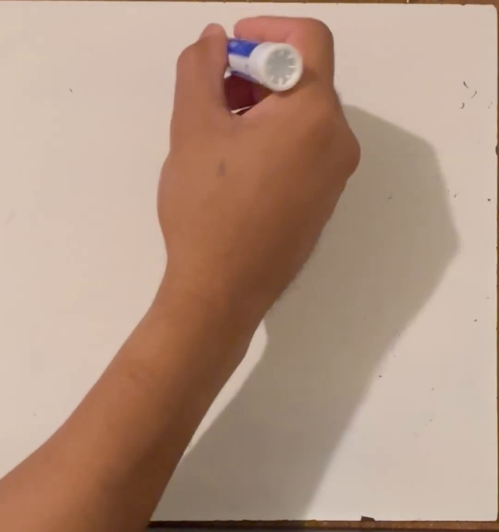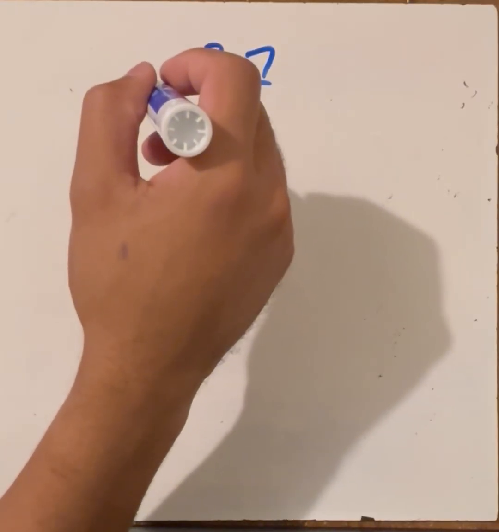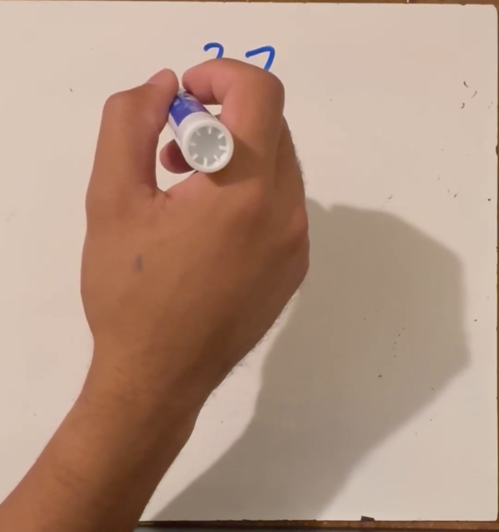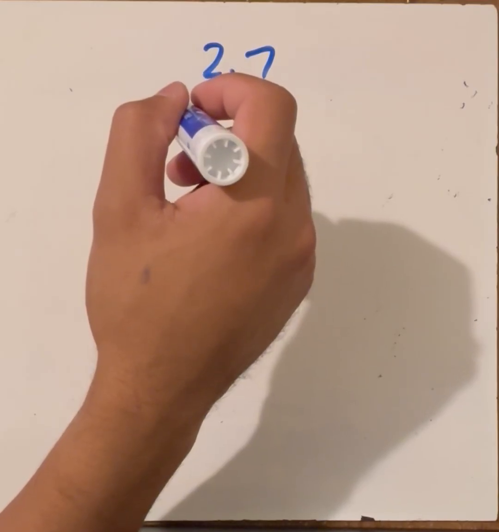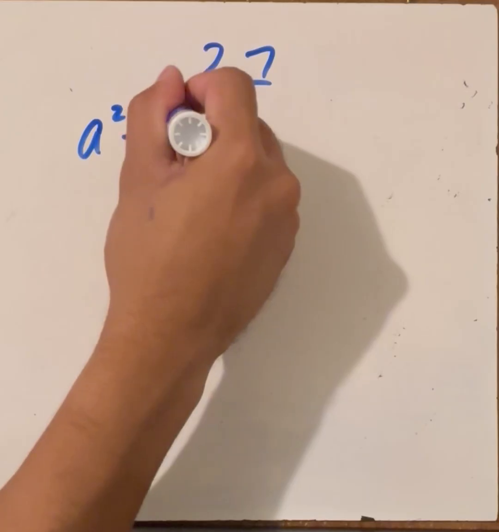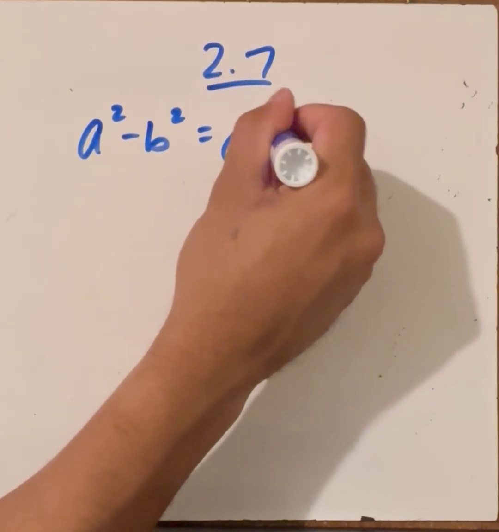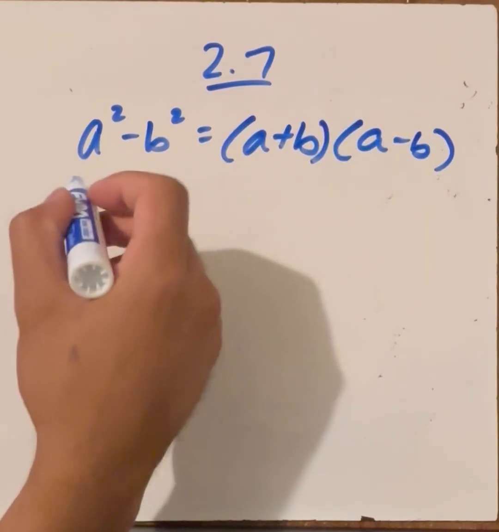All right, let's go and take a look at lesson 2.7. 2.7 is all about factoring special products. We talked about this before in 2.3. The formula looks like this: a squared minus b squared equals a plus b times a minus b. We have already talked about this.